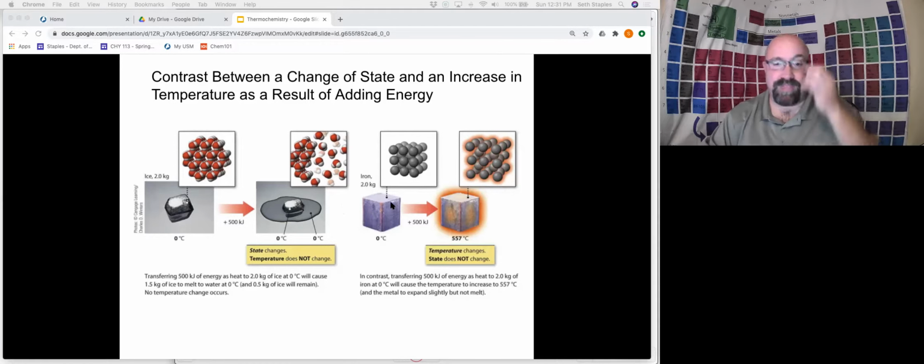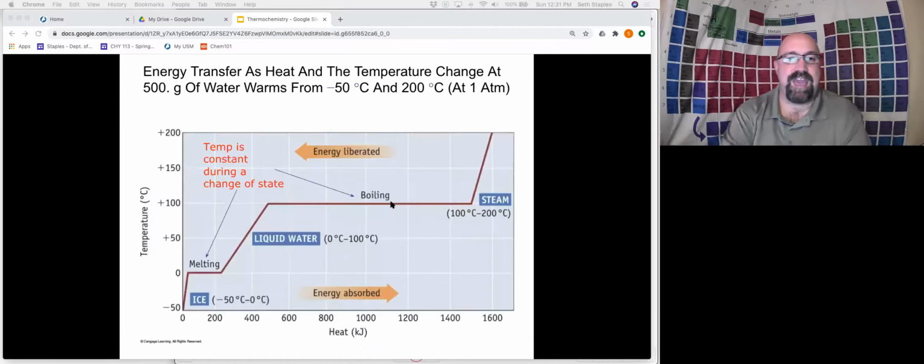However, if we put that same 500 kilojoules of energy into 2 kilograms of iron, which is at 0 degrees C, the temperature is going to increase, and we're not going to change the state. That has to do with the various properties of water versus iron. And so let's take a look at what we call a heating curve and look at what happens as we add energy into a substance.